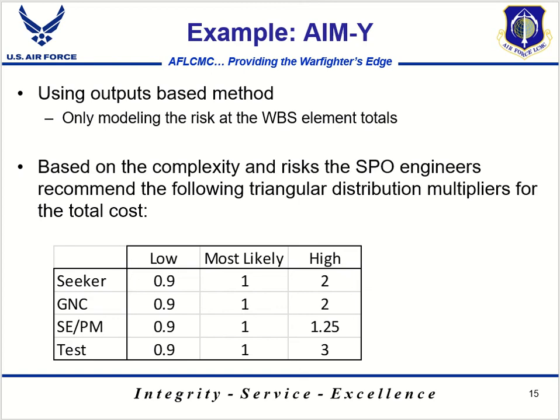So continuing with our AIM-Y example, they're going to use an outputs-based method, only modeling uncertainty at those WBS totals. The experts in the program office think a triangular distribution is best and have provided the distribution bounds in the table below. The point estimate is tied to the most likely value there, and the low bound is 90% of that point estimate value, and the high bound is the point estimate value multiplied by those factors in that column.